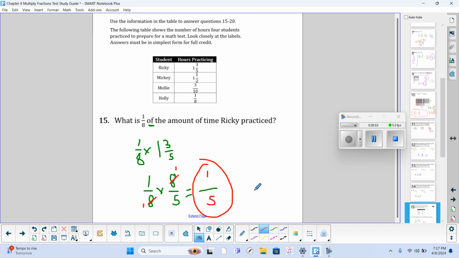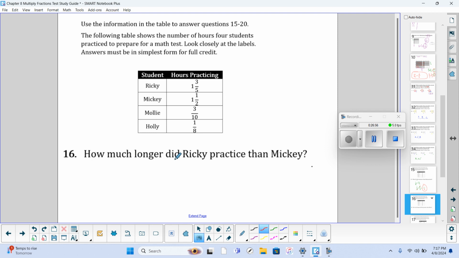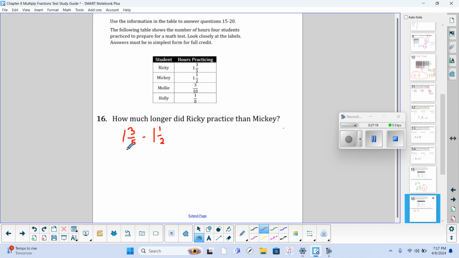All right, next question is basically asking us, how much longer did Ricky practice than Mickey? Well, Ricky minus Mickey gives us what we're doing, right? If somebody practiced longer than the other person. So it's really 1 3/5 minus 1 1/2. All right, so let's talk about that. 1 3/5 is equal to 8 over 5. Minus 1 1/2 is equal to 3 over 2. Once again, 1 times 2 is 2, plus 1 is 3.